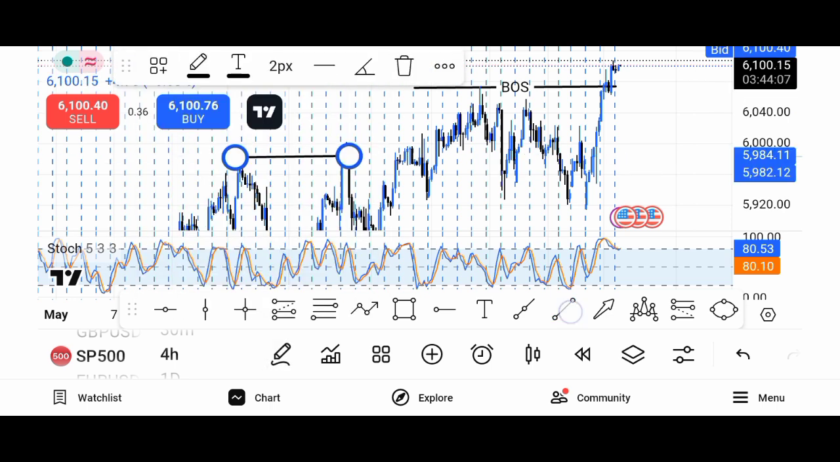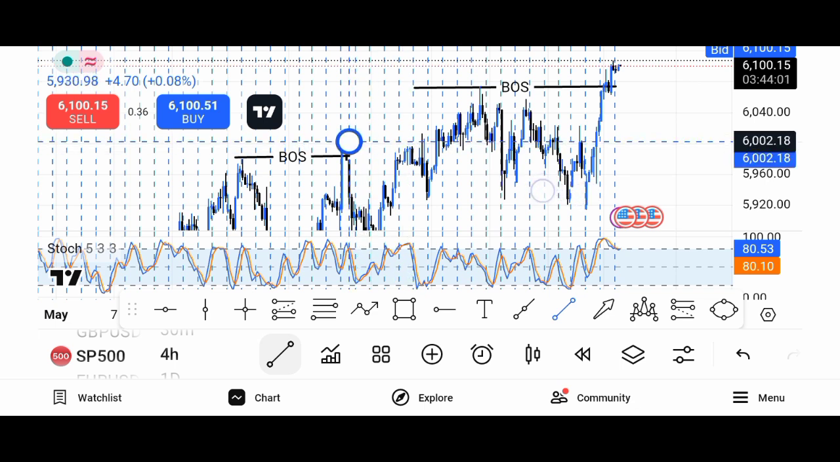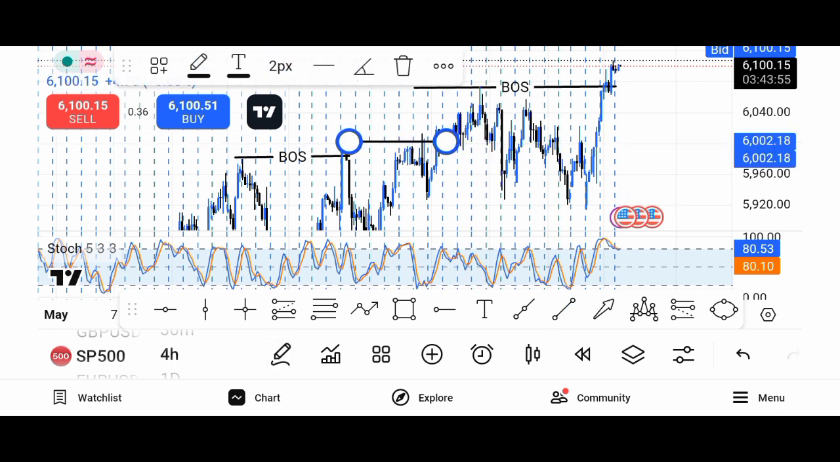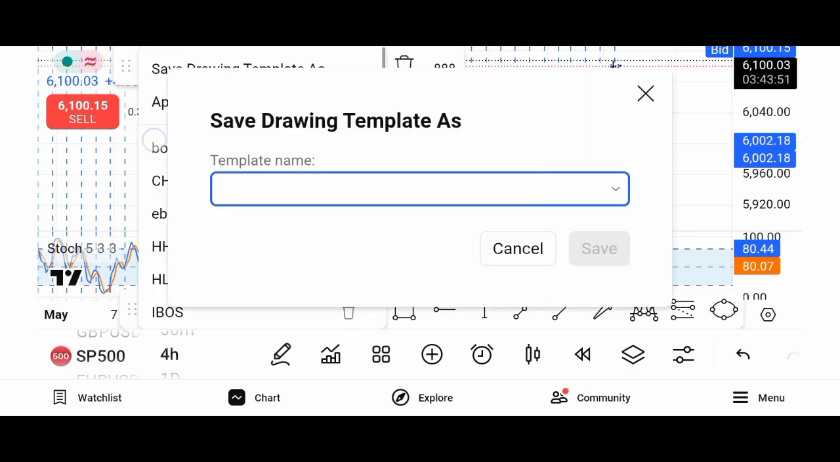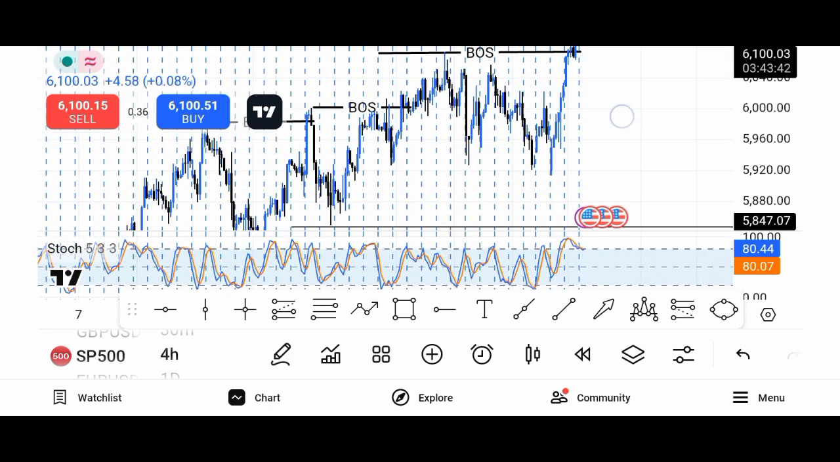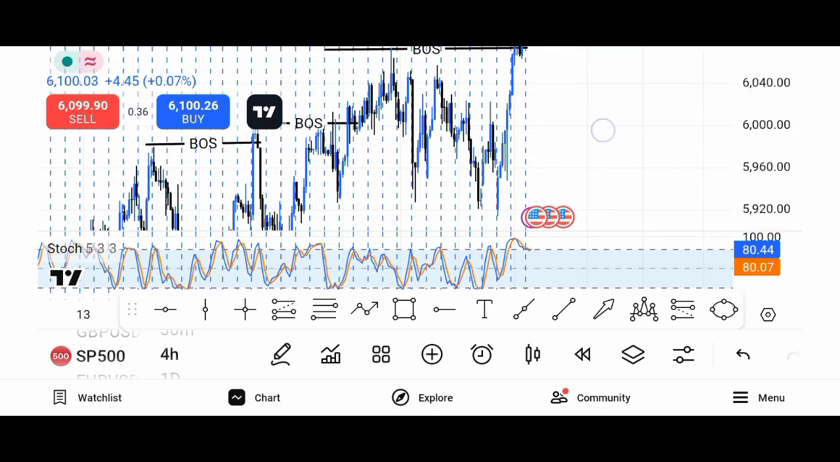Looking at this internal break of structure, I see that the market has been giving us a higher high and a higher low. Looking at everything, I spotted that this market has always been bullish, so there's no bearish scenario in this SPX 500. Now looking at the All-Star 533, the market is already in the overbought region, so we are expecting the market to retrace back.